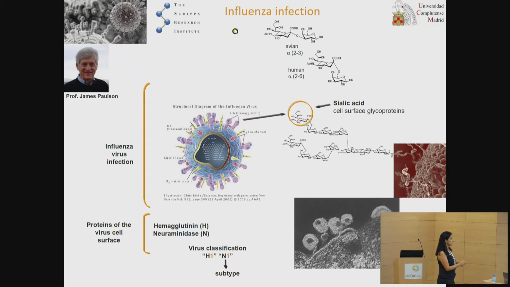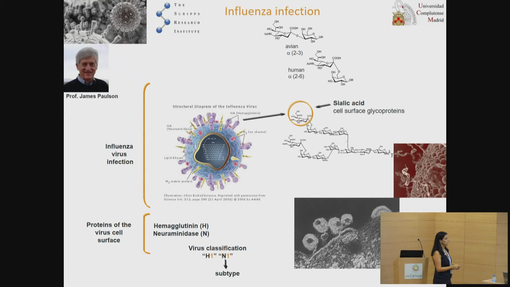Now one of my main projects is the understanding of influenza virus infection. Why? Since influenza virus recognizes these N-glycans that are quite similar to the ones that I have previously described. The difference is that at the end, you have an additional unit that is a sialic acid.